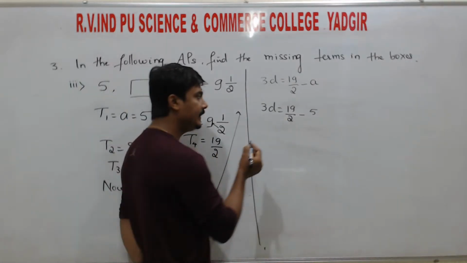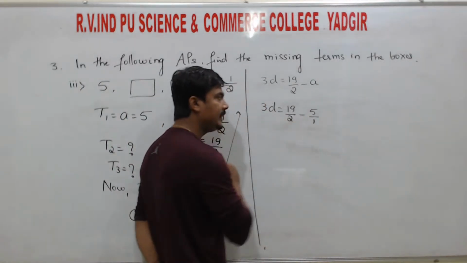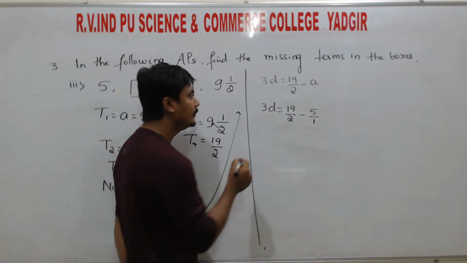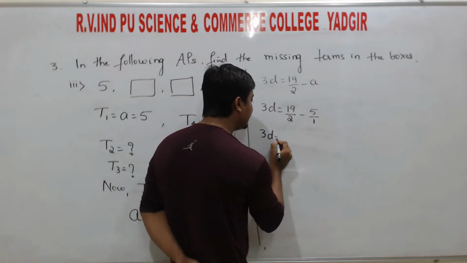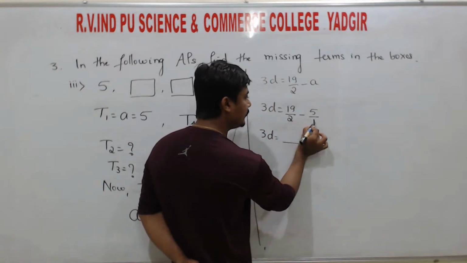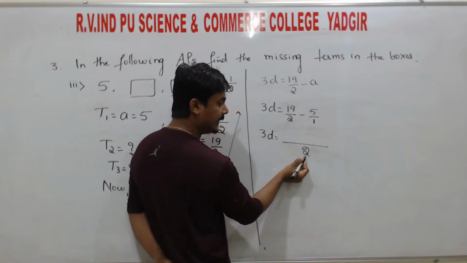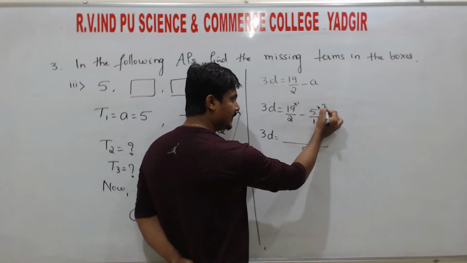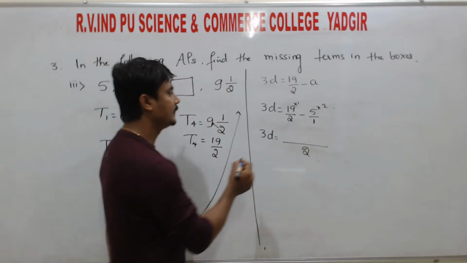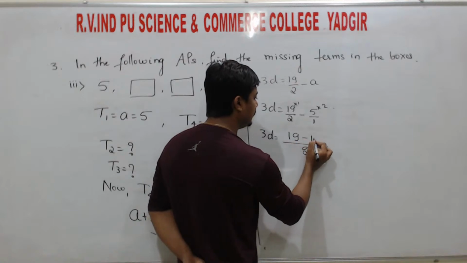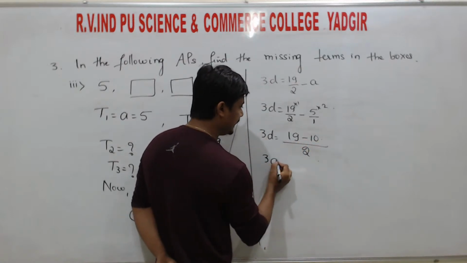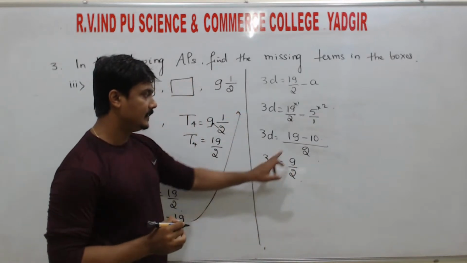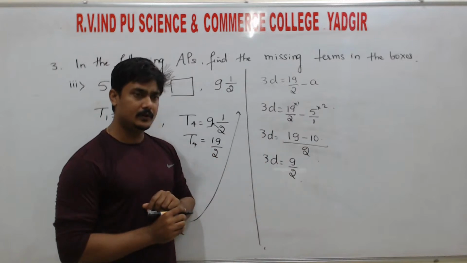Right? If there is nothing at the denominator, we take it as 1. Whenever we add or subtract fractions, we use the LCM of the denominators. What is the LCM of 2 and 1? It is 2. To get this 2, 1 must be multiplied with 2. So 19 ones are 19, 5 twos are 10. So 3D is equal to, how much does it become? 19 minus 10, 9 upon 2.